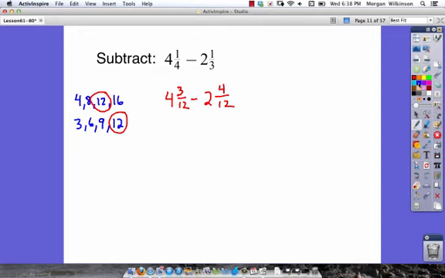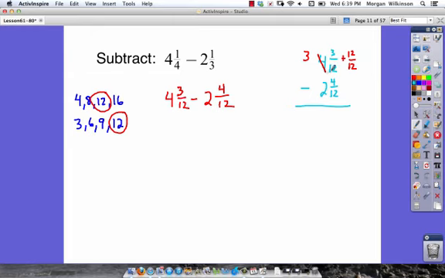We're going to go ahead and write vertically now. We're going to get 4 and 3/12 minus 2 and 4/12. And we can see when we write vertically, 3 minus 4, well, we can go ahead and borrow and regroup to make it easier to solve. I'm going to borrow from the 4 to get a 3. The whole is 12, so we're going to add 1. That's the same as 12/12.